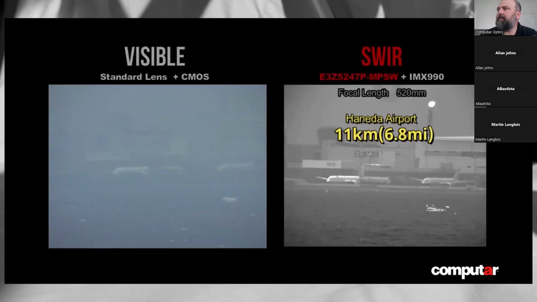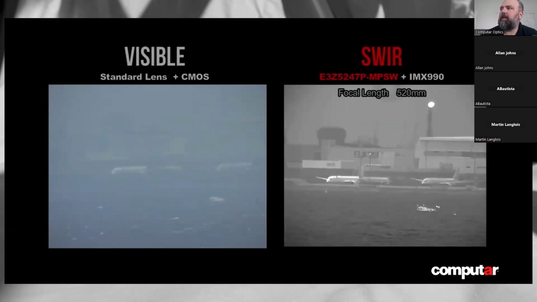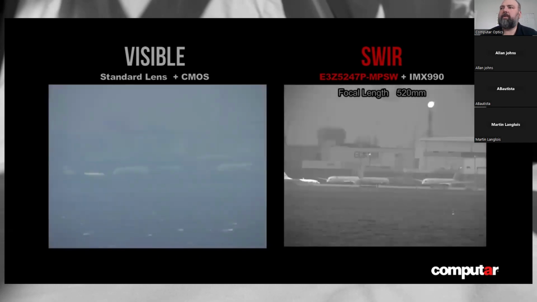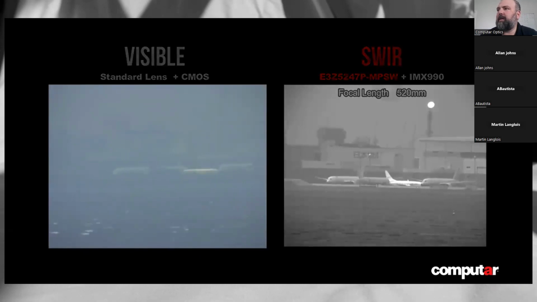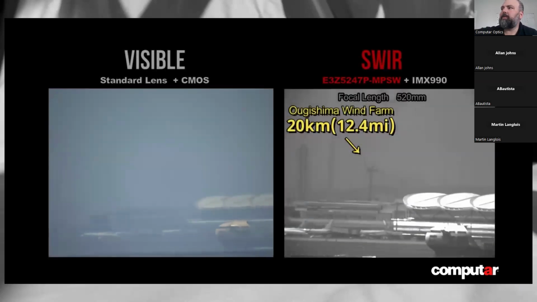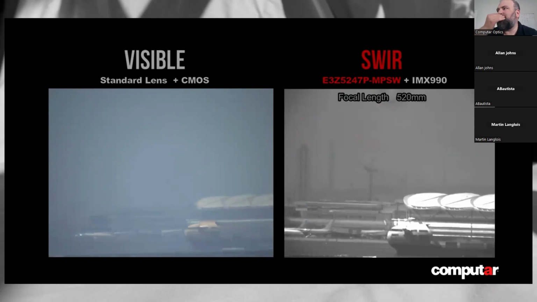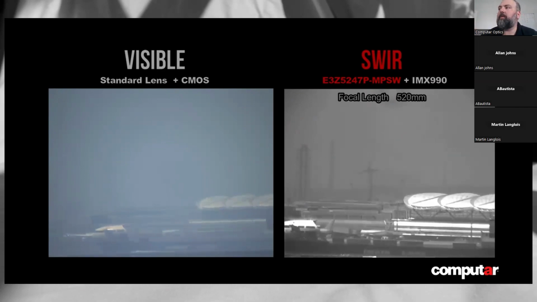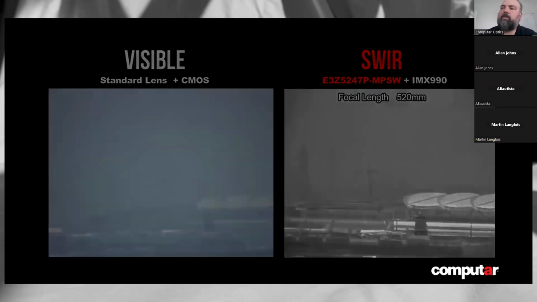Here's another one taken at a Japanese airport 11 kilometers away. You see that difference, very clear compared to the visible. Visible is very hazy. You can see as that airplane pops up, really nice. So for coastal observation or aviation, SWIR is very awesome. There's a wind farm right there, 20 kilometers. Now we're getting really far out, and we can see very far. This is only at 520 millimeter focal length. We haven't even utilized the full 1300, and we're looking at close to 20 kilometers away.